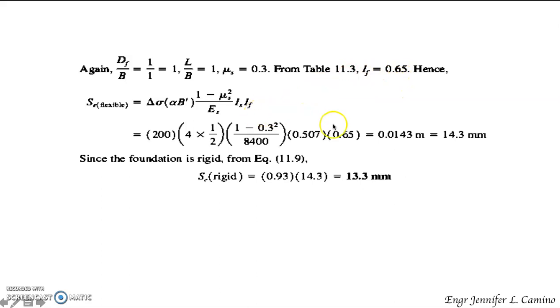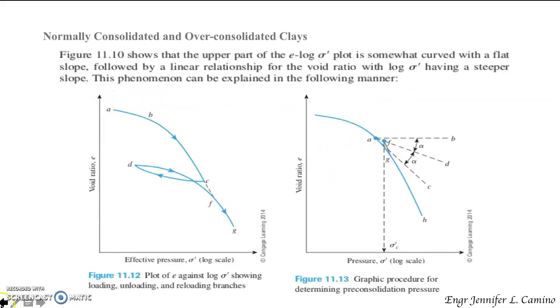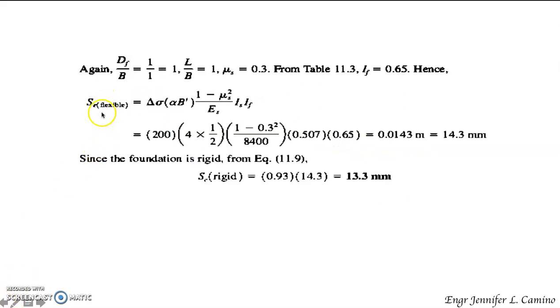So we can substitute into our equation for the flexible foundation settlement. The settlement for the flexible foundation is equal to 14.3 millimeters. So we can now compute the settlement for a rigid foundation, which is just approximately 0.93 times 14.3, and it gives us 13.3 mm.